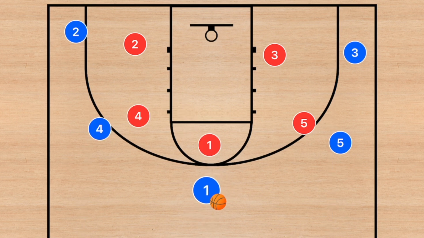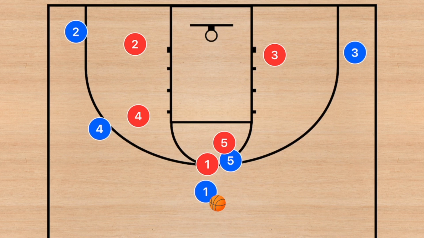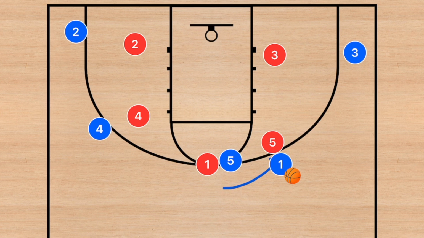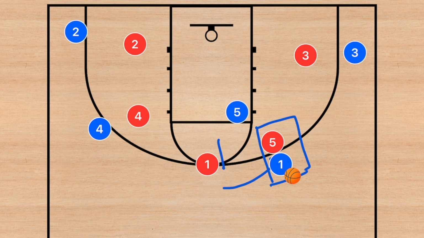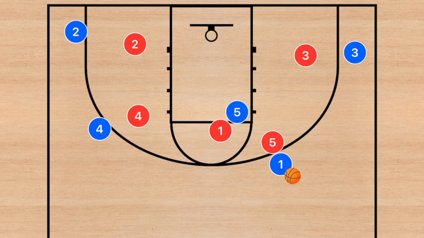Now, one of the things in a screen and roll that players and coaches want to happen is for players to switch. Because every coach, it seems like, at least up here in Canada, almost every coach tells their players to switch. Switch everything. And this is exactly why you do not want to switch everything. Because now, with player 5 rolling to the basket, he is a tall man versus probably a shorter player, and this should be a guaranteed layup every single time.